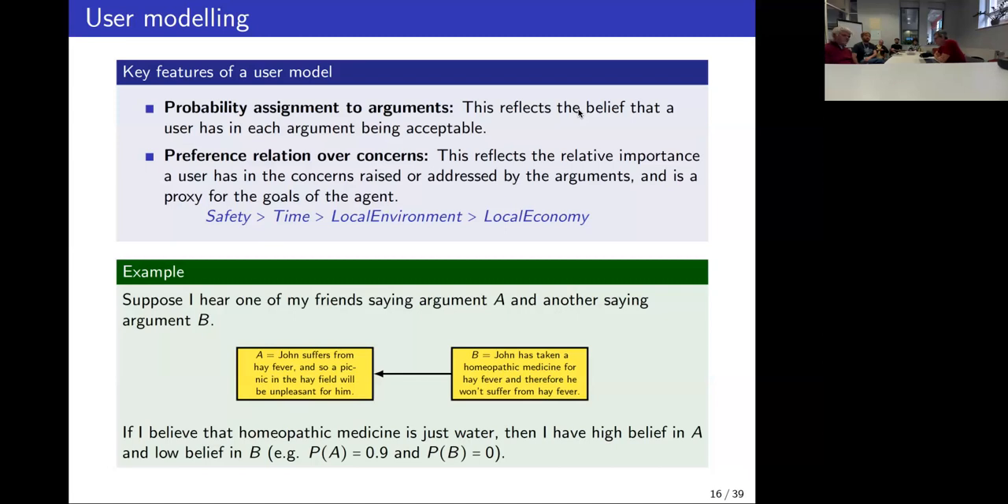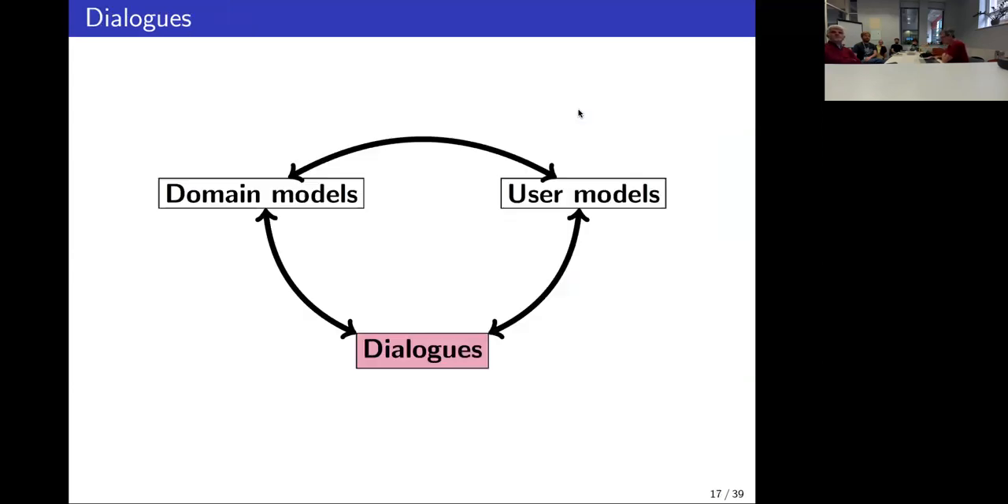Concerns I'll talk about a little bit more later, but essentially, when you look at arguments, often they raise concerns or they address concerns. And you can often see concerns in arguments, but different people have different concerns that are important to them. So if we're talking about cycling in London, safety is the most important thing to me, and perhaps the local economy is the least important to me. And so I might be able to rank these concerns, and we'll talk about this a little bit later.